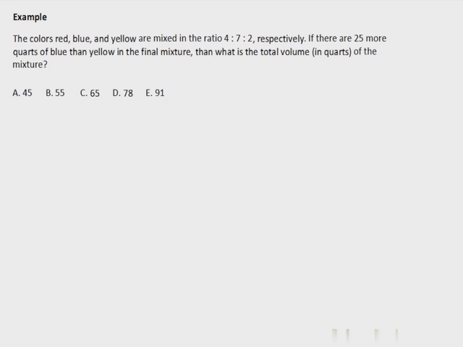So we proceed along the same lines. I have red is to blue is to yellow is 4 is to 7 is to 2. What's the total? The total is, as last time, 13. Well, there's one more piece of information. It's given that there are 25 more quarts of blue than yellow. So in this ratio, how much is blue minus yellow? Well, blue minus yellow is 7 minus 2 is 5. So in this ratio, or in the total of 13 quarts, there are 5 more blue than yellow. Clearly, because there's 7 blue and 2 yellow.